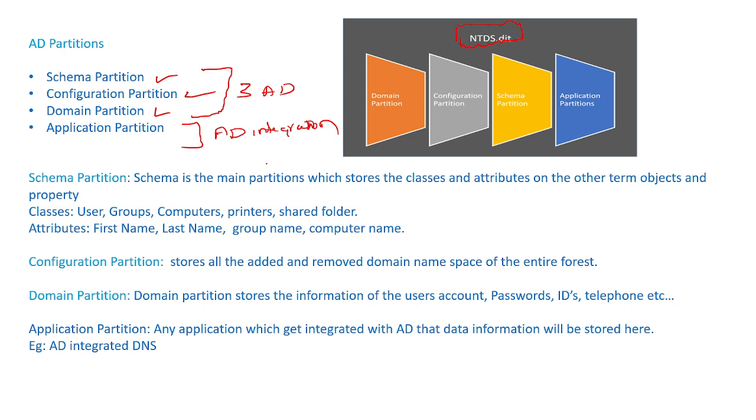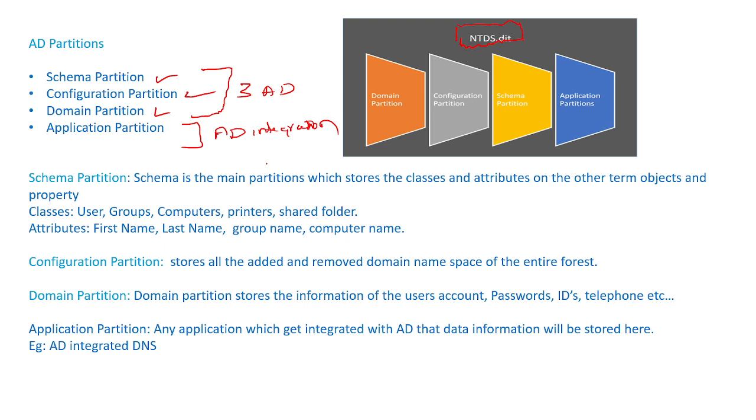Is it clear, or is there some confusion? So the takeaway of this point is, don't think too much. You have to understand what the database of the Active Directory is. The database of the Active Directory is ntds.dit. That's all.